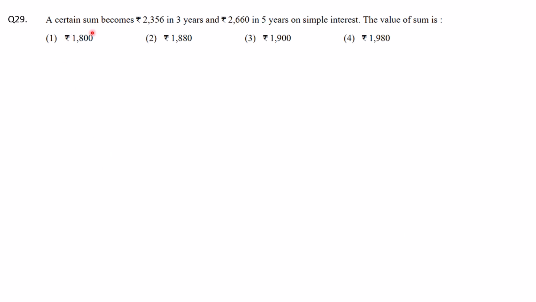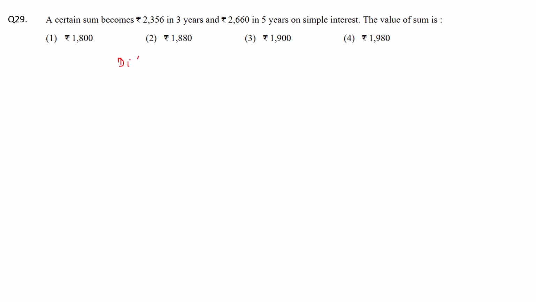Question 29. A certain sum becomes 2356 in 3 years and 2616 in 5 years on simple interest. Find the value of sum. So he has invested some amount. After 3 years it became this 2356 and after 5 years it became 2660. So see the gap between 3 years and 5 years. So the gap is 2 years. So in 2 years how much extra amount he got? That will be the interest occurred in 2 years, isn't it?